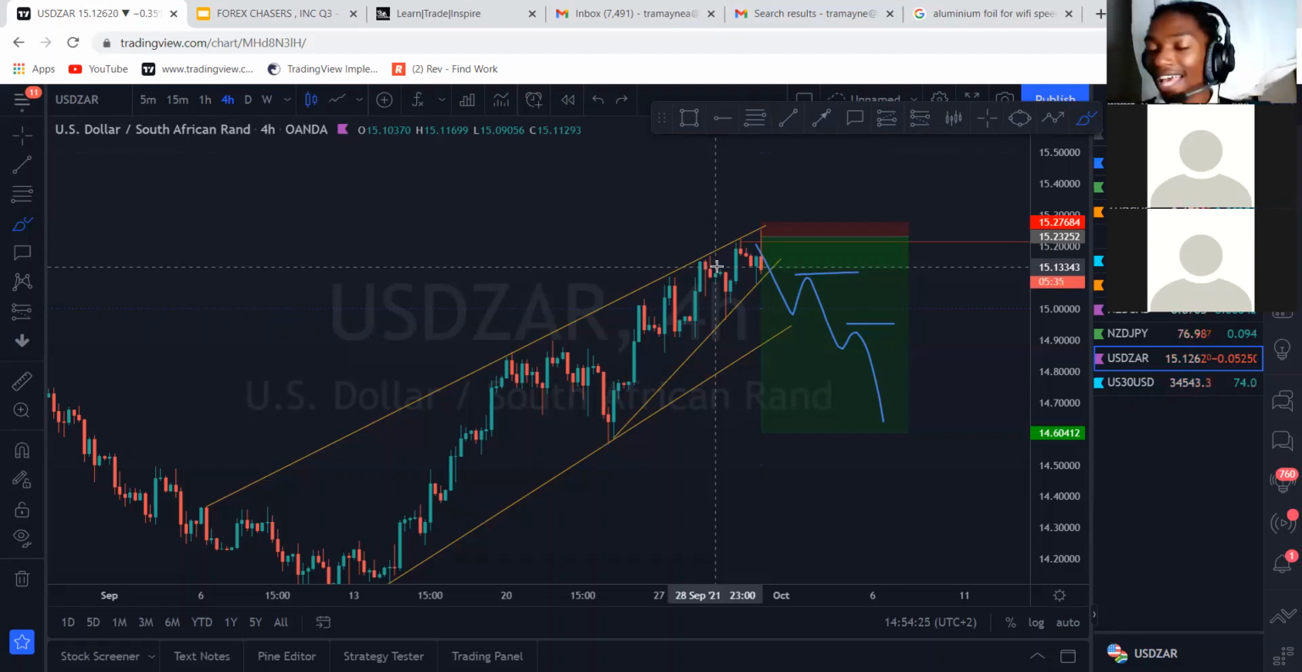You can add whatever. Fibonacci is a tool. Trend lines are a tool. A system that's going to tell you when to buy or when to sell is also a tool that can simplify your process. It's just up to you as an individual.